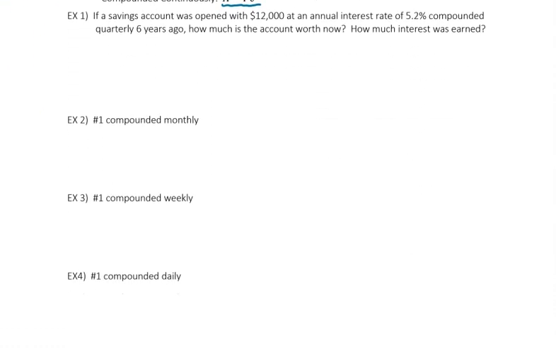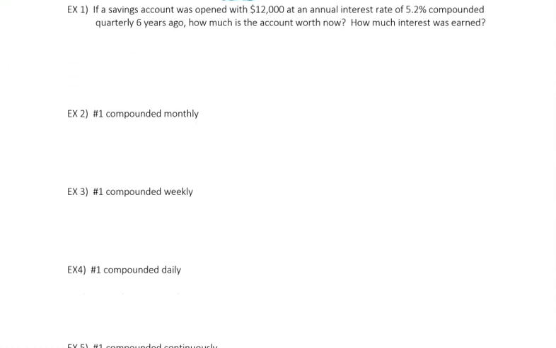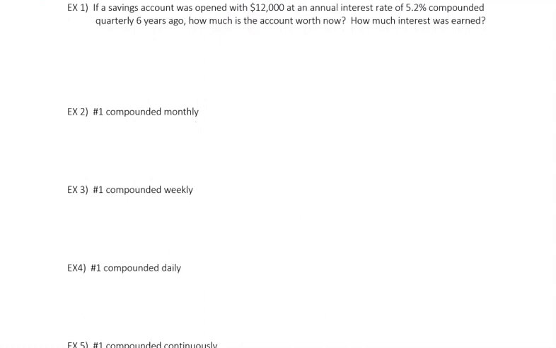Okay, so let's go ahead and look at example 1. So if a savings account was opened with $12,000 at an annual interest rate of 5.2% compounded quarterly 6 years ago, how much is the account worth now? And how much interest was earned? Okay, so let's focus on that first question. How much is the account worth now?